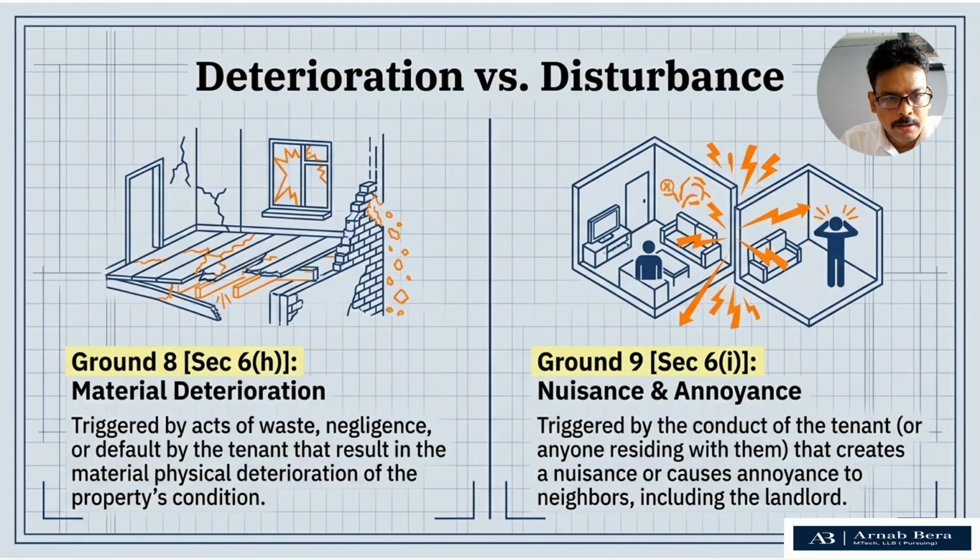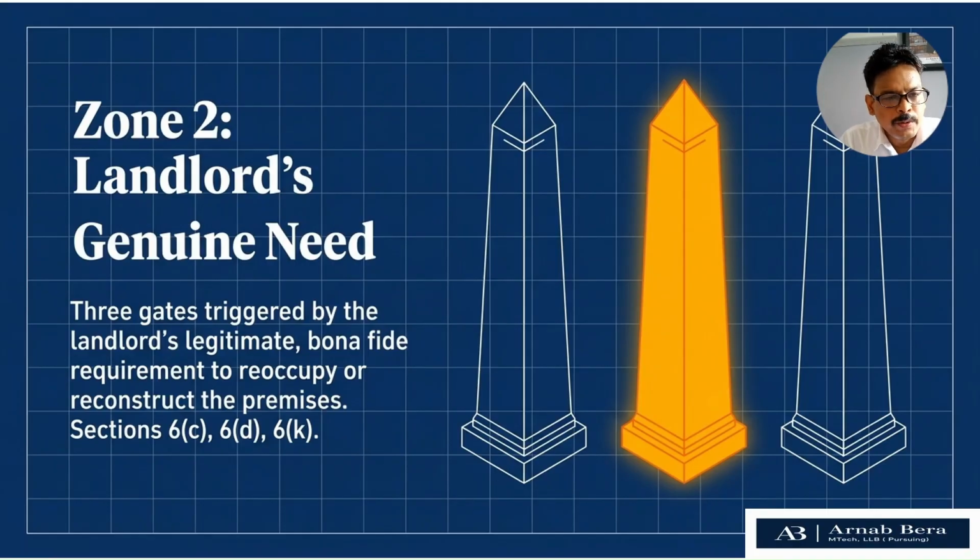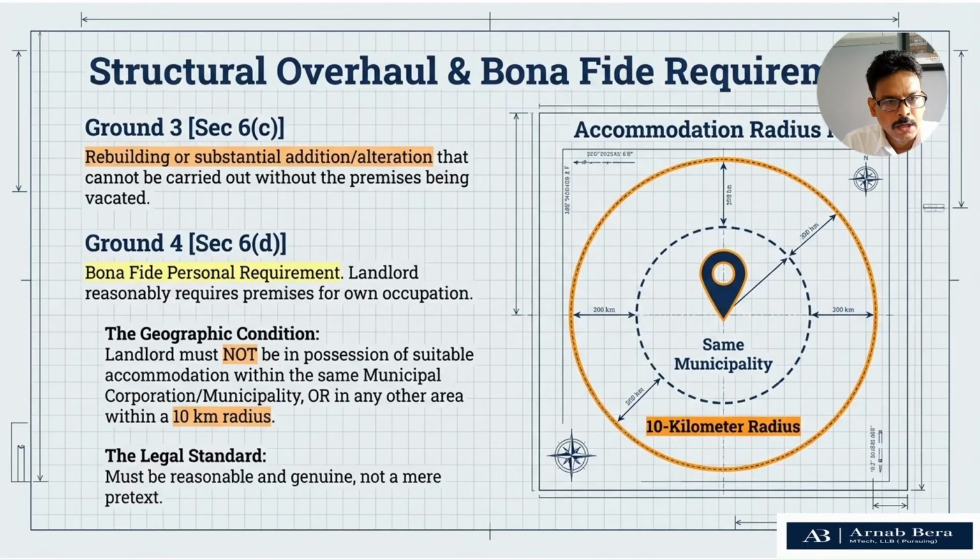Okay. Now we will discuss the landlord's genuine need. We put it in zone 2. There are 3 grounds triggered by the landlord's legitimate bona fide requirement to reoccupy or reconstruct the premises. This is under section 6C, 6D, and 6K. We will discuss these grounds in detail. Structural overhaul and bona fide requirement.